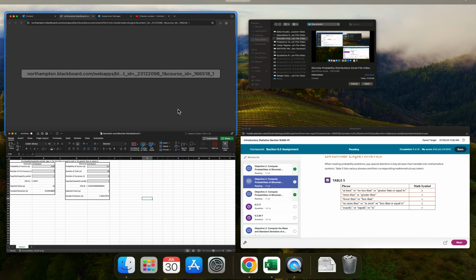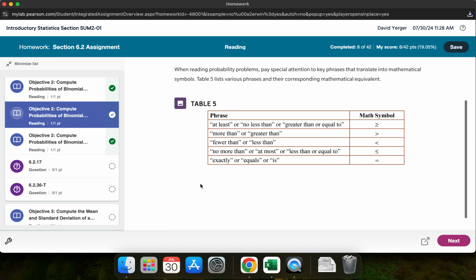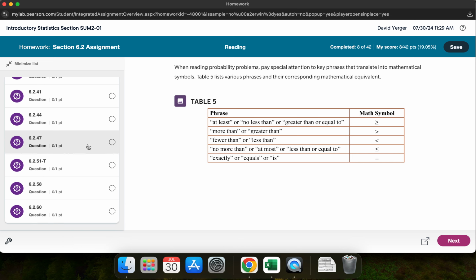One other thing I want to show you in the reading in section 6.2, there's this table here, which is very helpful for taking English and translating it into math symbols. The phrases are here on the left, and the math symbol is over here. It does take a little bit of practice to get used to making the connection between these two, but this is a good table to have in your notes as reference when you're doing problems involving really any type of discrete probability distribution. Now let's look at a couple problems.